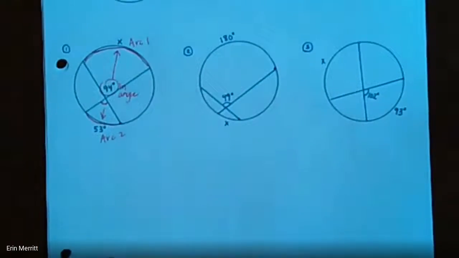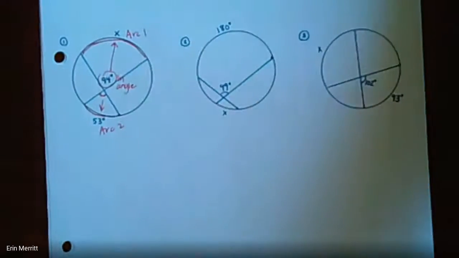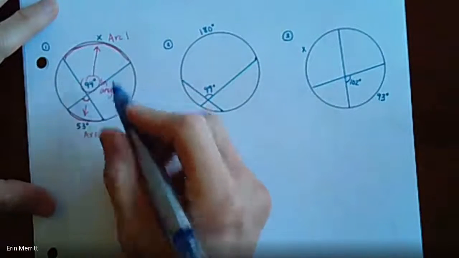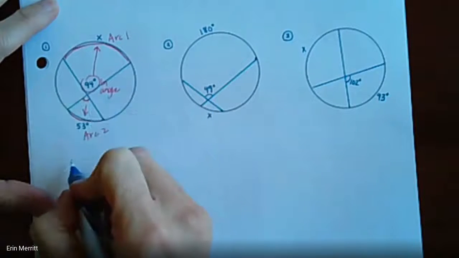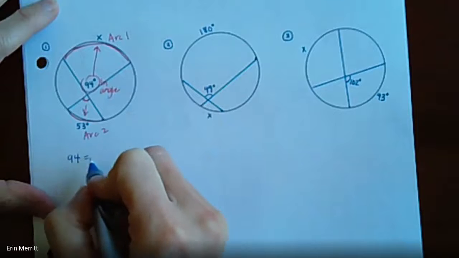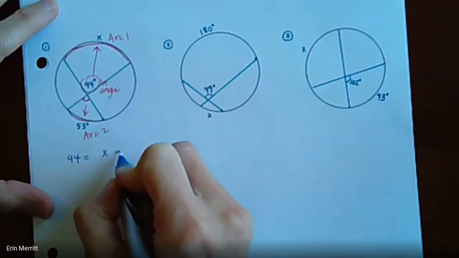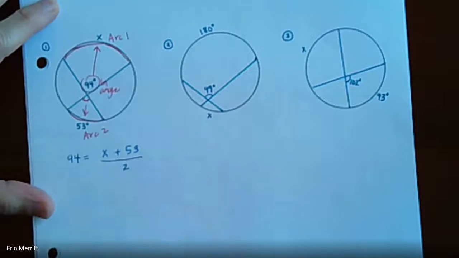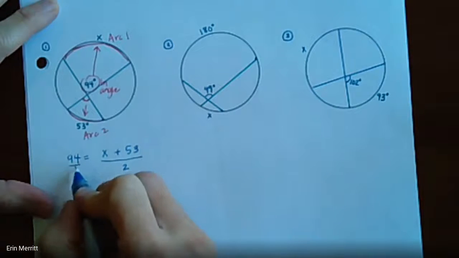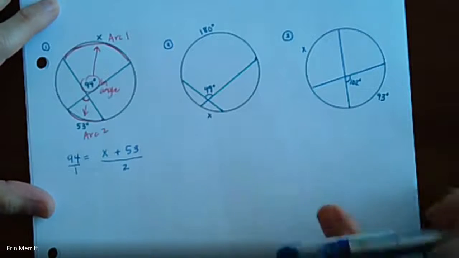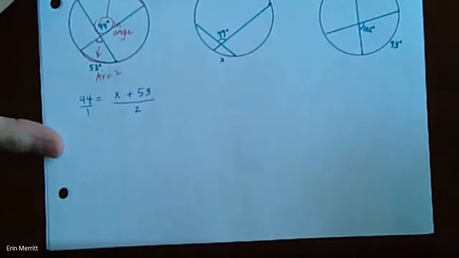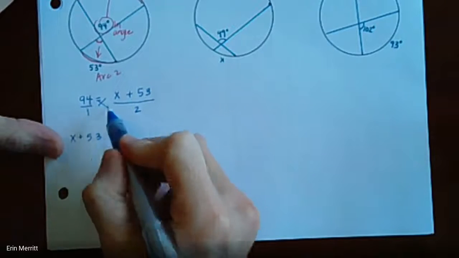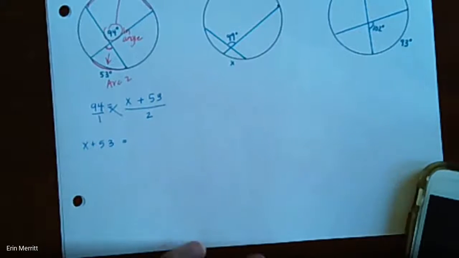So when we set this up, let me slide it up just a little bit further so you can see it better. We can say, all right, the in angle, 94, is equal to arc 1 plus arc 2 divided by 2. Put that over 1, and let's cross multiply it again. So when we cross multiply, we get x plus 53 equals 94 times 2.